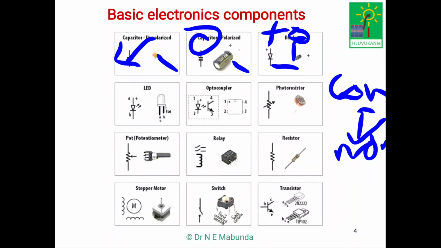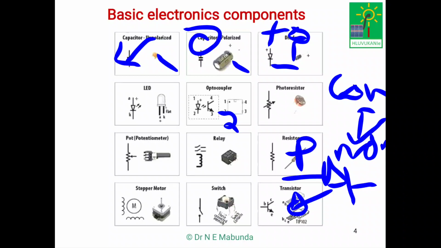Well, before we look at this one, let's go to the last one there. That is called a transistor. Having understood the diode is a component which has two poles. The one you apply positive, P, and the other one you apply negative, N.